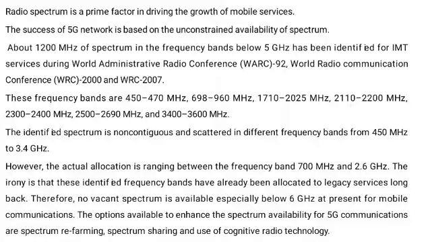After these two cases, we have to understand that radio spectrum is the primary factor for the growth of mobile service. About 1100 megahertz of spectrum in the frequency band below 5 gigahertz has been identified for IMT services during world administrative radio conferences. The identified spectrum is non-contiguous and scattered in different frequencies from 450 megahertz to 3.5 gigahertz. But the actual allocation ranges from the frequency band 700 megahertz to 2.6 gigahertz. Therefore, no vacant spectrum is available below 6 gigahertz at present for mobile communication.